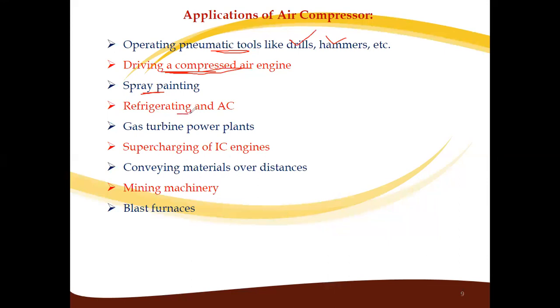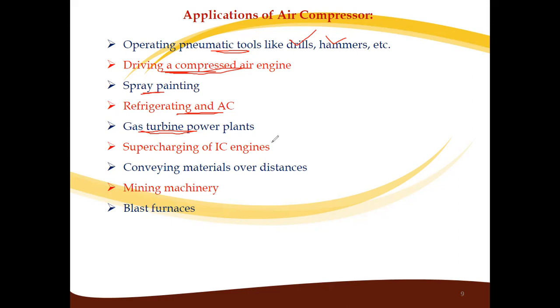Then refrigeration and air conditioning systems work on an air compressor. In a refrigerator, we use a hermetically sealed compressor, that is a black box-like unit. So that is the air compressor. Again, compressed air is used in gas turbine power plants, where we convert the energy of the gas into electricity. That type of power plant is called a gas turbine power plant.